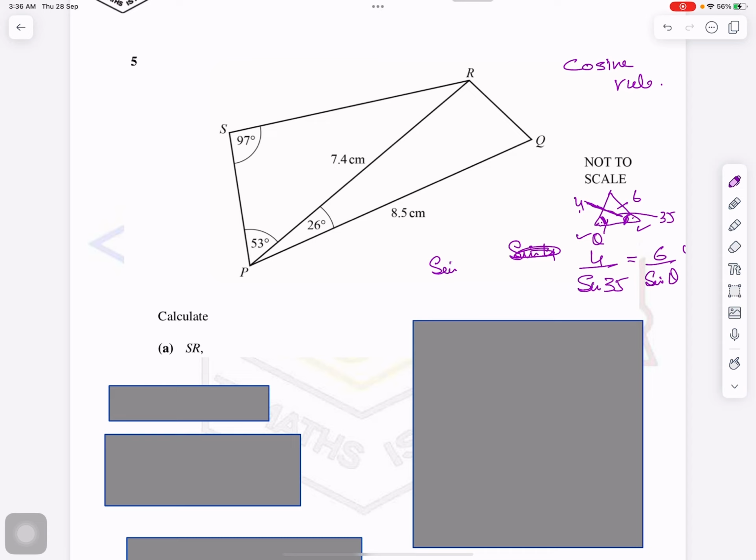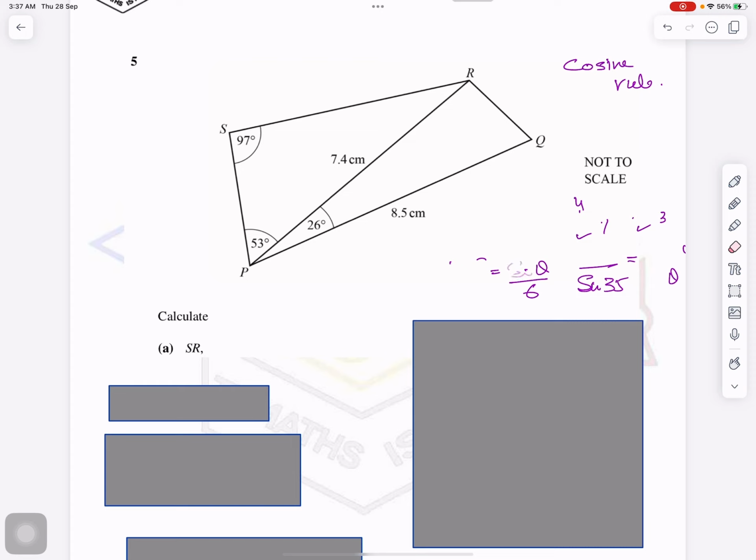You can write sine 35 divided by 4 is equal to sine theta divided by 6. So either way you can write it and cross multiply it. So basically you take the division of the side with the angle opposite to it. So it makes a combination like this. So let's see the question.